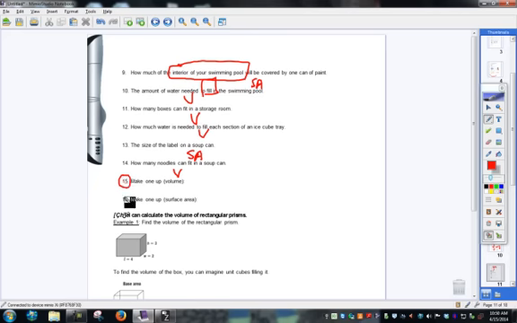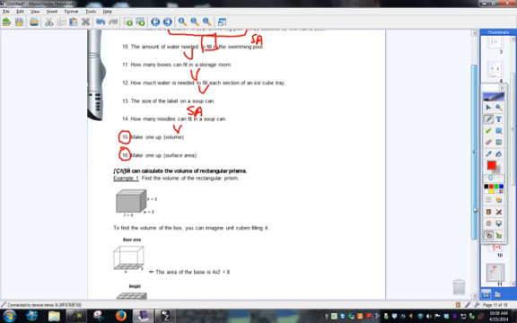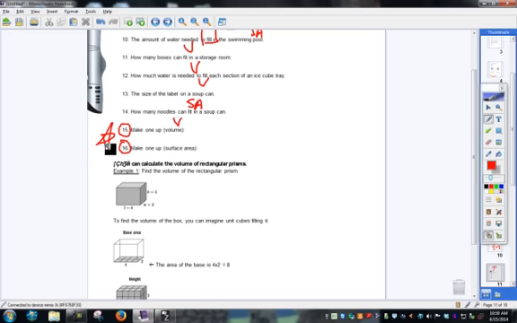Make up one on your own. I want you guys to all try one. Make up one for volume, a real-life volume, and make one up for surface area. And we'll talk about that tomorrow. Please remind me to talk about those too.